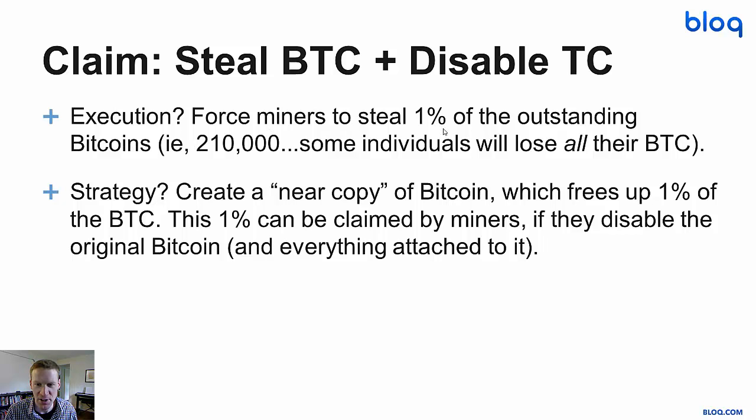I'm going to force miners to steal 1% of all outstanding Bitcoins, 210,000. So for example, the Winklevoss twins could lose all of their Bitcoin. I'm not going to reduce everyone's balance by just 1%. I'm going to take 1% of the total from an unknown group of people. So that's the execution. And what is my strategy going to be?